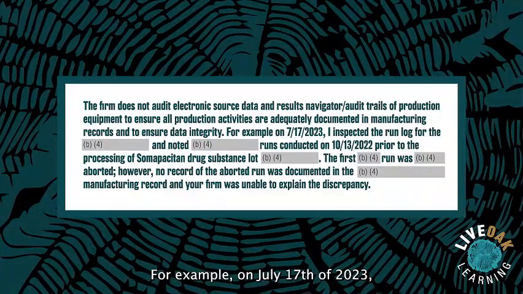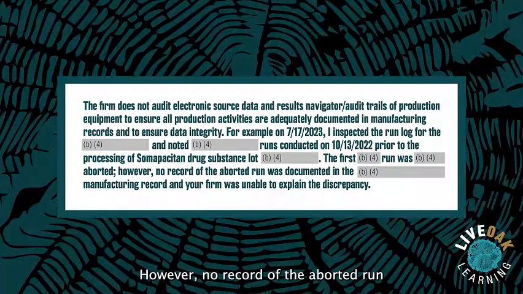For example, on July 17th of 2023, I inspected the run log for these processes and noted a number of runs conducted on October 13th, 2022, prior to the processing of this drug substance, lot so-and-so. The first run was aborted. However, no record of the aborted run was documented in the manufacturing record, and your firm was unable to explain this discrepancy.